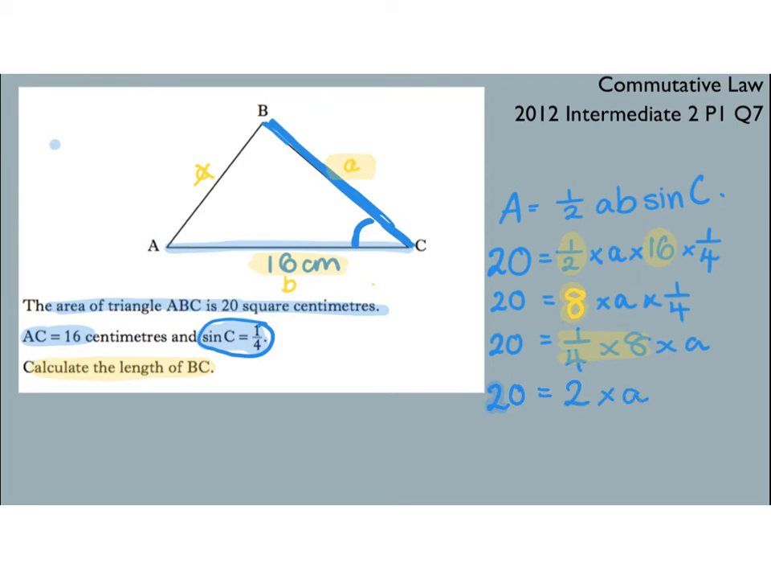Right, I've almost got a now. 2 times something makes 20. 2 times 10 makes 20. So the length of a is 10 centimetres. Now I would say at this point go back and read the question. It actually says calculate the length of BC. Now BC and a are the same thing, but I'm just being careful to go back and answer the question there.